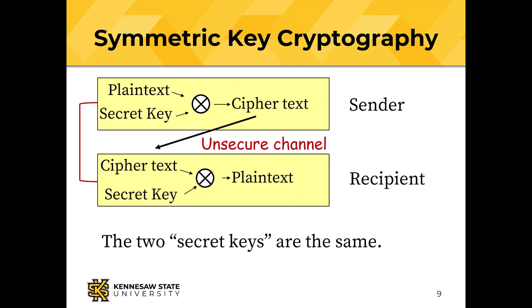Here's a picture of that. I have a sender up there who has plain text and a secret key. The circle X is the algorithm, whatever it might be. That produces ciphertext, encrypted text, that I can send over an unsecure channel.